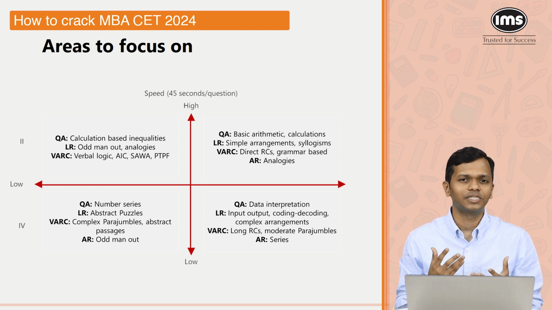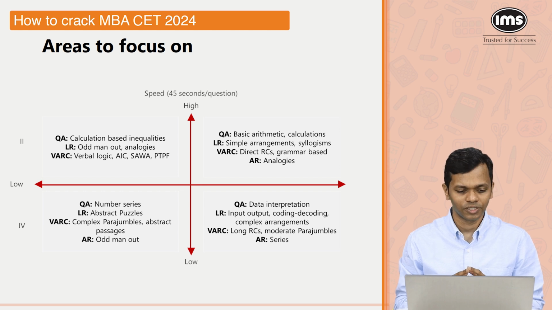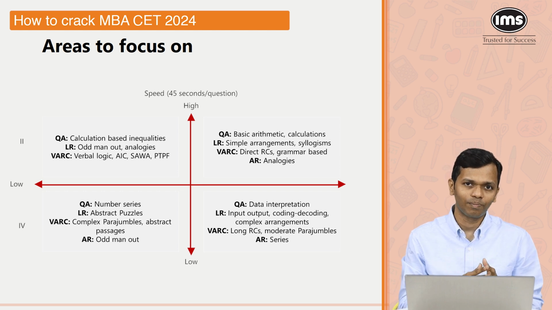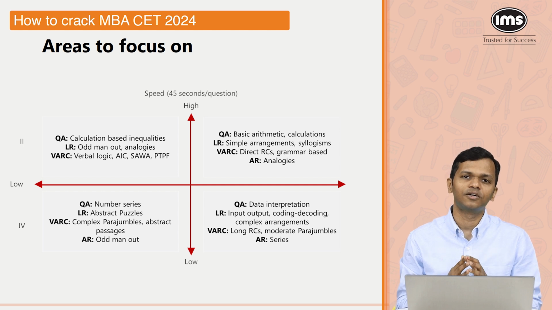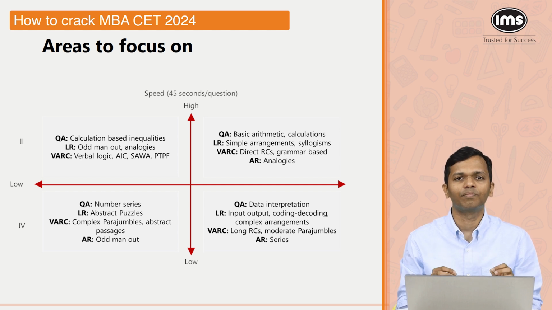So a lot of times these random puzzles make appearance. So don't spend a lot of time on these questions. In VRC, that would be complex parajumbles and abstract passages. So for example, a passage on philosophy might be difficult for a lot of people. And lastly, under visual reasoning, that is going to be odd man out question type, because you're going to spend a lot of time. Sometimes the logic hits you, sometimes you're not able to find it.